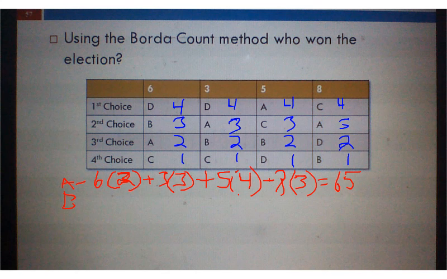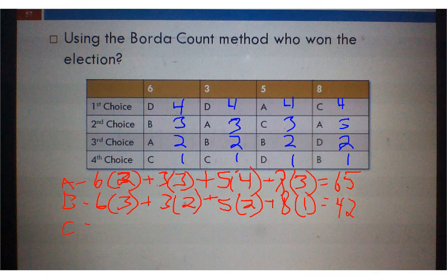Now moving on to B, there were 6 people who thought that B should have 3 points, so put them in second place. There were 3 people who thought B should be in third place, so 2 points. Okay, and we'll finish it out here. So 5 times 2 plus 8, B's in last place there, so 1 point. And that comes out to 42.